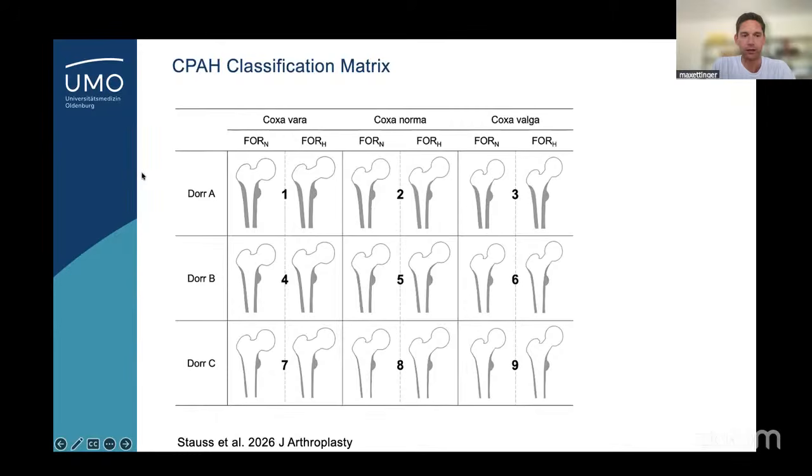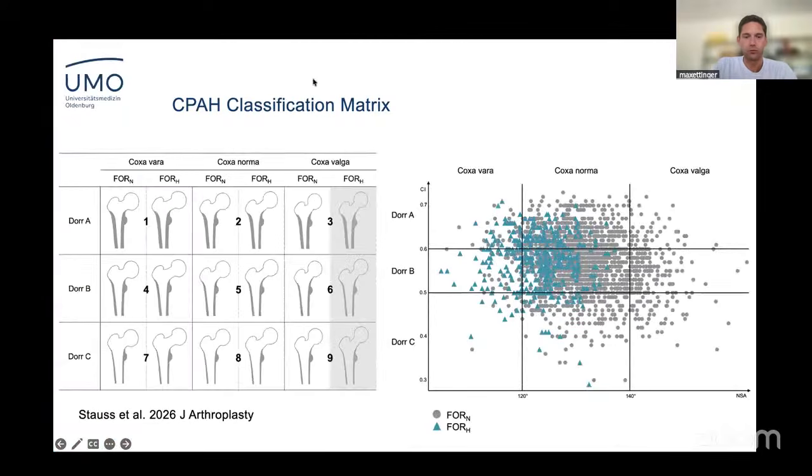So you have door A, door B, door C. You have coxa vara, norma, and valga. And then you have N for normal offset and H for high offset. And when you put that into a matrix, you will see that the green dots are the ones with the high offset, and the gray dots are the normal offset. You will see that there is nothing like coxa valga combined with the high offset, which is logical, but the rest is there.